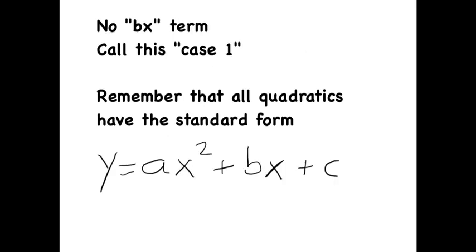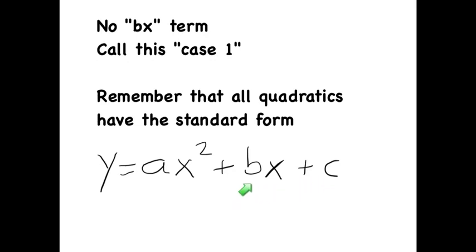The first case, which we're going to call case 1, has no bx term, and I'll explain what that means more in a minute. Remember that all quadratic equations have the same standard form. We express it as y equals a times x squared plus b times x plus c, where a is the coefficient of the x squared term. Please notice that the x squared variable is not the same as this x variable. You put the same number into them if you're asked to evaluate it for x, but this one gets squared and this one doesn't, which makes them very different. And c is a constant, which means it has no variable.